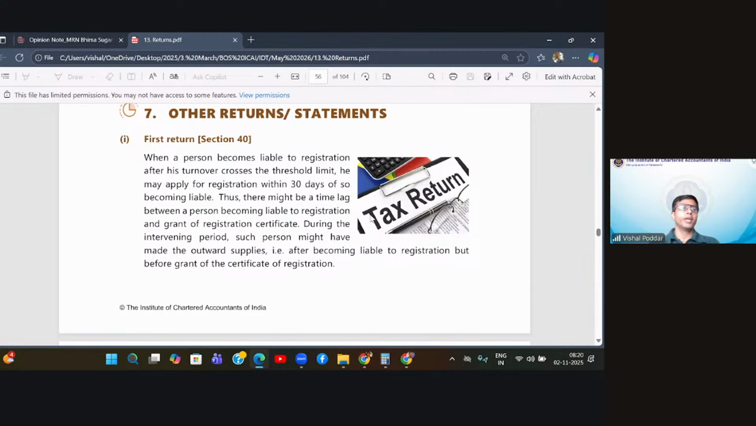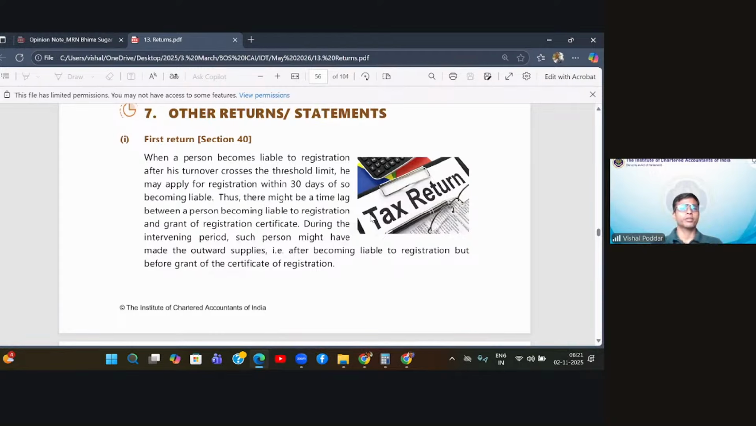Now coming to a very interesting return, because this is filed only once in the lifetime of that taxpayer's registration. This is called the first return. Now, what is the relevance of this first return? Let us understand. For this, we have to go back to the provisions of registration first. So let us say on 10th of October, that is in the last month, I crossed the threshold for becoming registered.